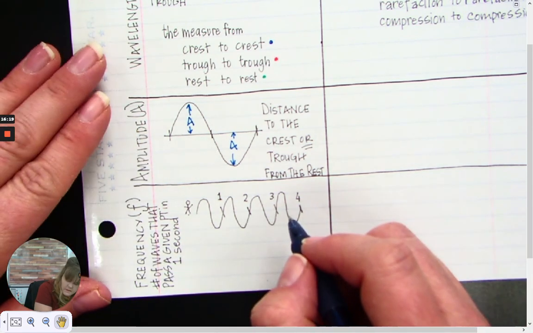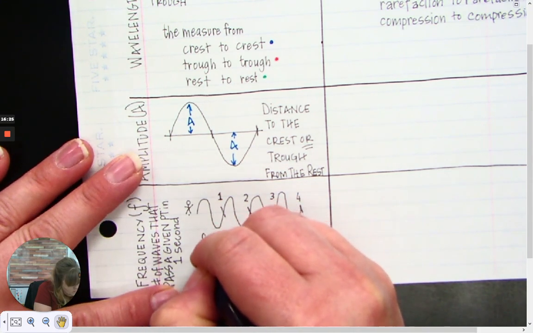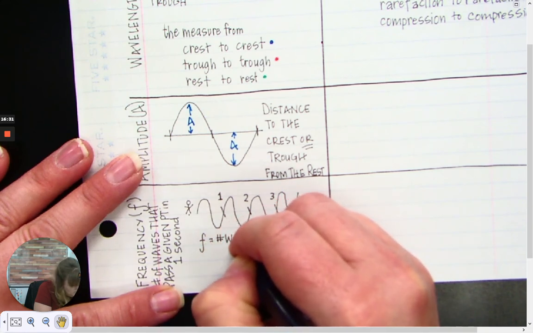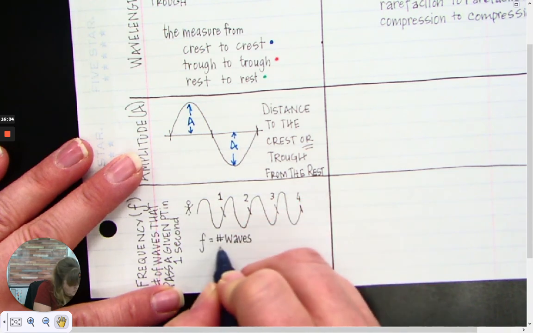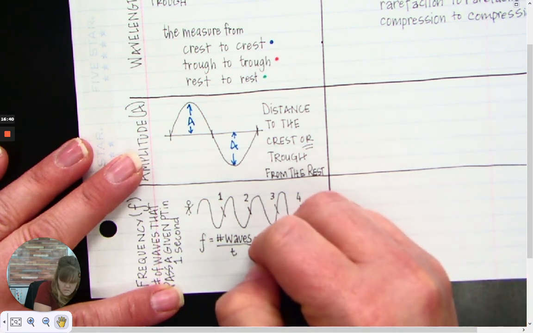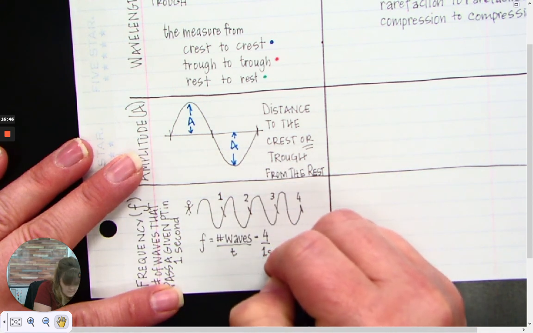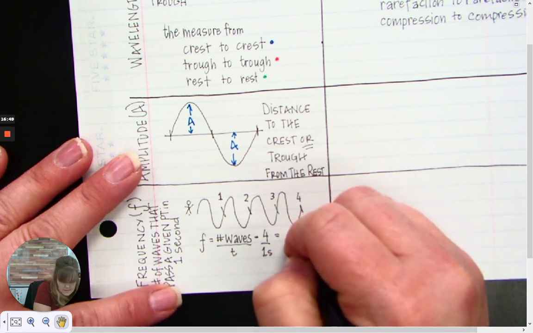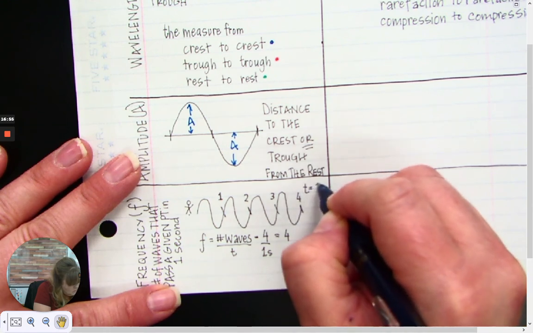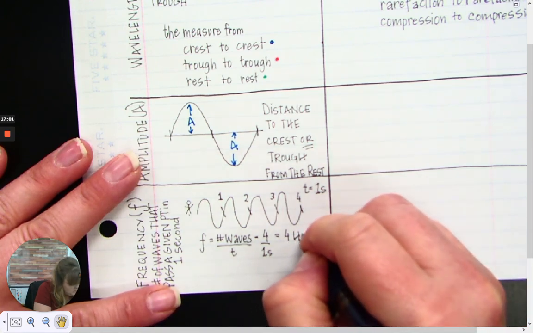So in this case, it's going to be F equals the number of waves over T time, okay, which is equal to, there are 4 waves up here, and we would say this is 1 second. So our frequency is, because we're going to put up here, sorry, I didn't put this, T equals 1 second, 4 hertz. Now let me explain that.